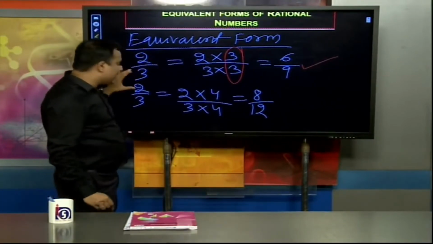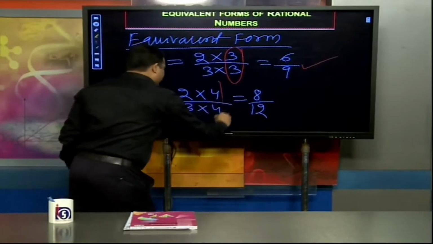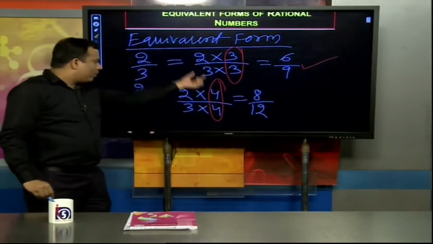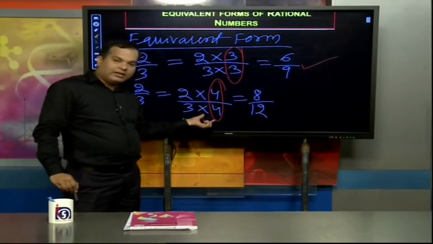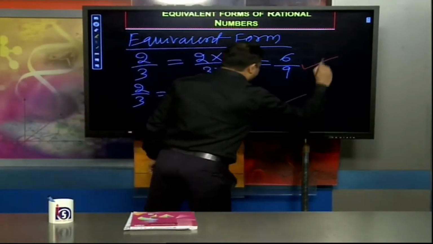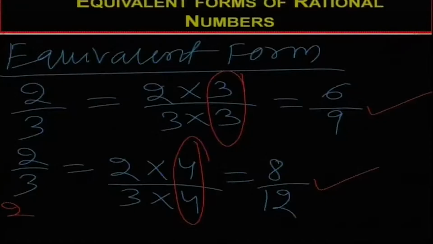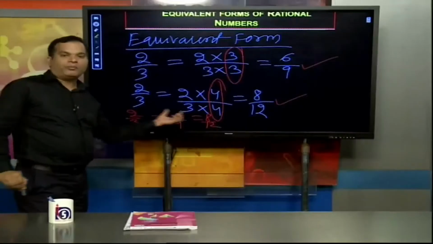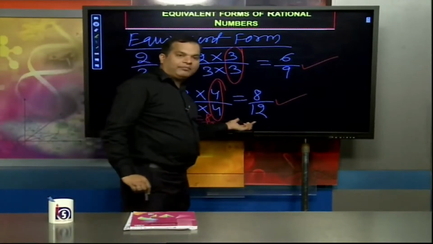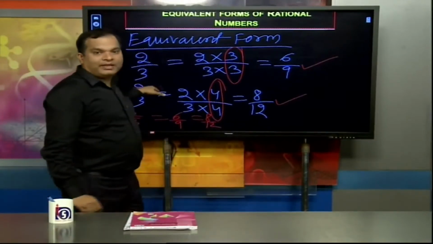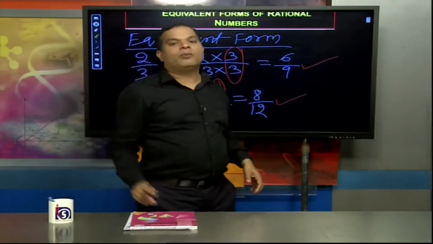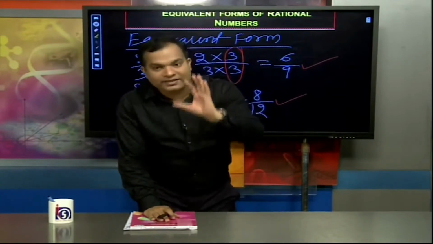Similarly, in the second example, 2 by 3 and 4 is multiplied with both numerator and denominator, and the result we get is 8 by 12. So, dear learners, I can say 2 by 3 is equal to 6 by 9, which is equal to 8 by 12. These are the equivalent forms of 2 by 3. Similarly, if you multiply by 5, you will get 2 into 5, 10 by 15. So there will be an infinite number of equivalent forms of a particular rational number.